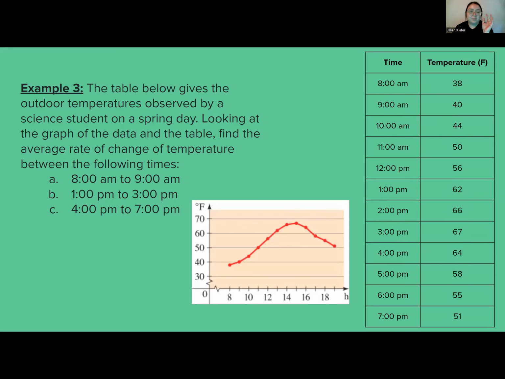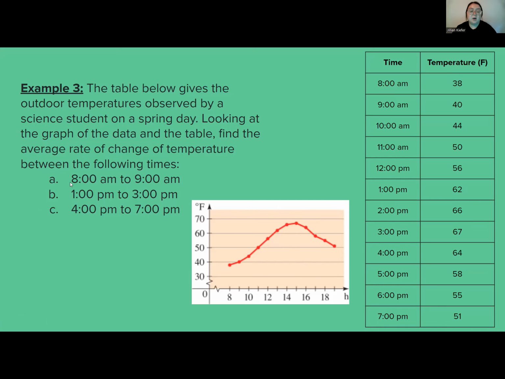So we have example 3. The table below gives the outdoor temperatures observed by a science student on a spring day. Looking at the graph of the data in the table, find the average rate of change of temperature between the following times. Our graph is just giving us a general idea of between what times we should be expecting positive or negative slopes, or positive or negative rates of change. But we're mostly going to be looking at the table and the timestamps that we have.